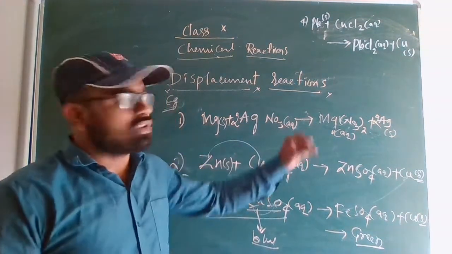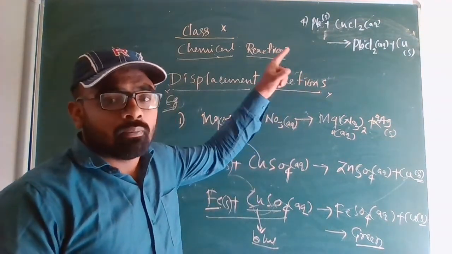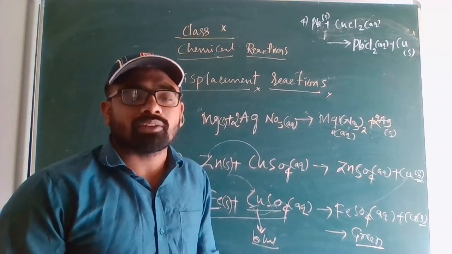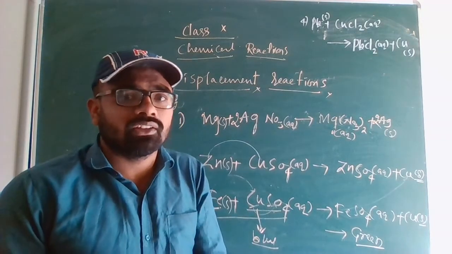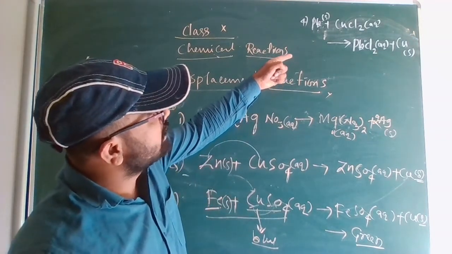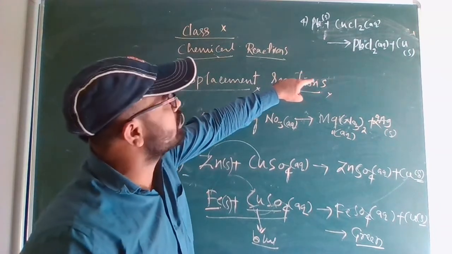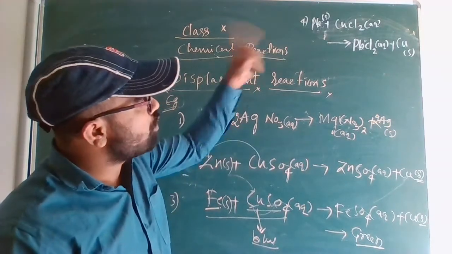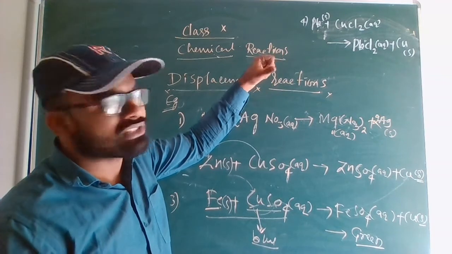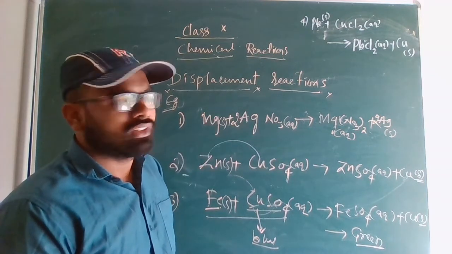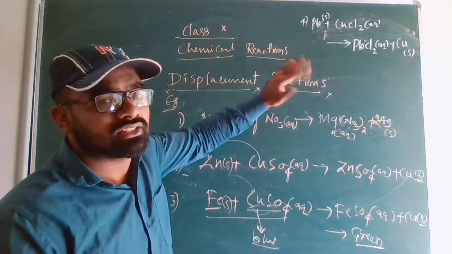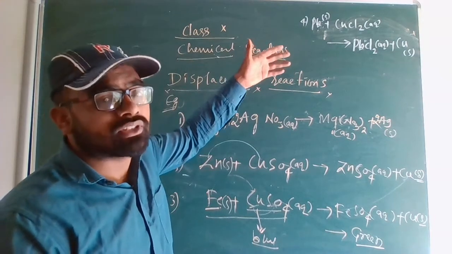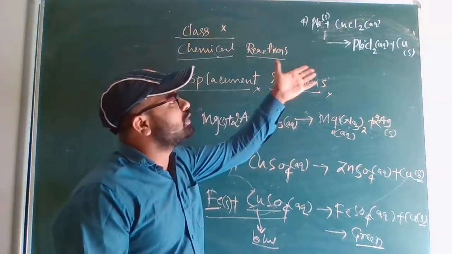Okay, here's all of you look. Fourth example, Pb plus CuCl2 will give me PbCl2 plus Cu. That means lead reacting with copper chloride displaces copper from its copper chloride solution. That is, lead is more reactive than copper. Since lead is more reactive than copper, lead makes the displacement of copper. So Pb plus CuCl2 will give me PbCl2 plus Cu.